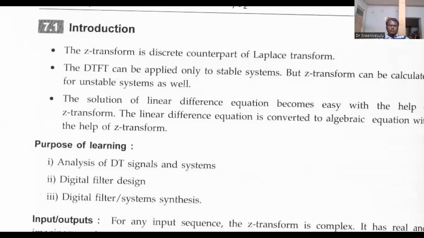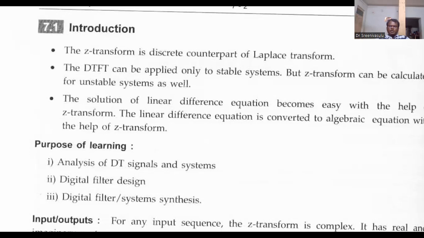Today, we are going to discuss the introduction to Z transform. So far, we have discussed Laplace transform, Fourier transform, Fourier series, all these things. Now, coming to Z transform, it is the discrete counterpart of Laplace transform. So, whatever the Laplace transform performs in continuous time signals, the same concept is going to be performed in discrete time signals.